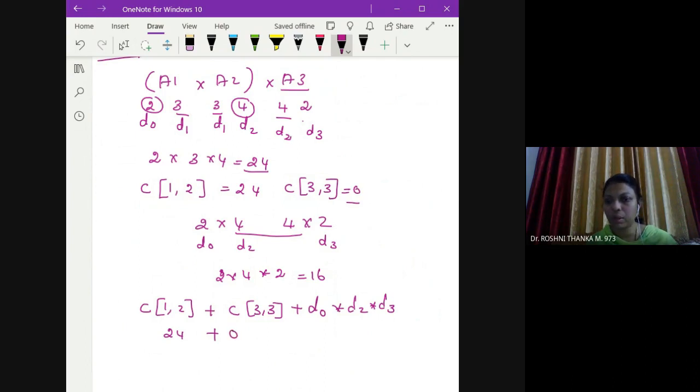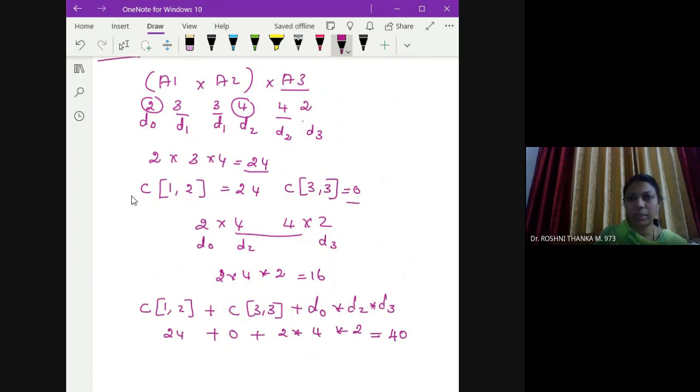So it is 0 plus, what is D0? That is 2, into what is D2 here? That is 4, so into 4, into what is D3 here, that is 2. So when I do this, 2 fours are 8, 8 twos are 16, 16 plus 24, here we will get the answer as 40. So if I multiply these 3 matrices with this parenthesization, I will get the cost as 40. Okay, I hope you got it. This is very important. This is the mathematical calculation we did to compute this.